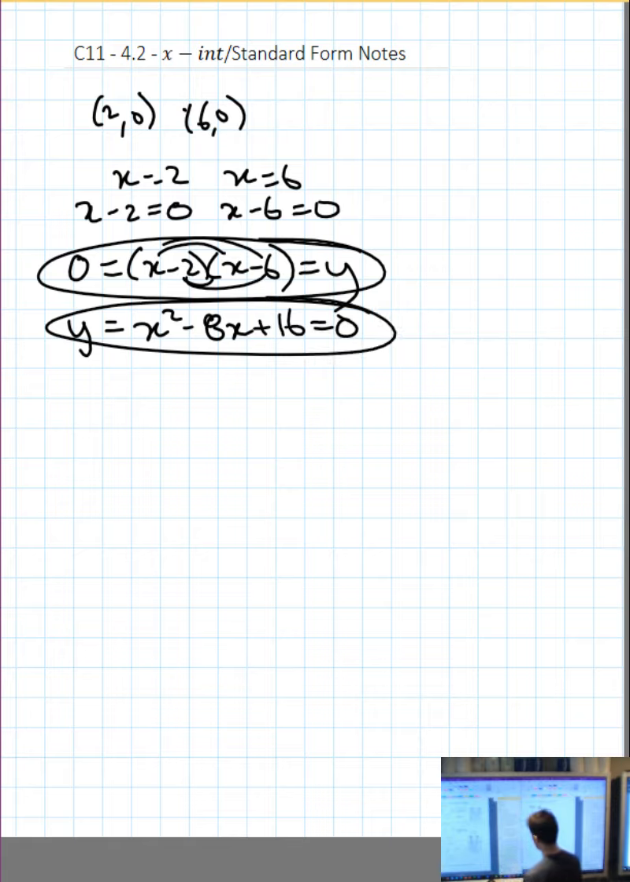Draw it with a graph. Check it on your graphing calculator. Make sure it's correct. Look for the x-intercepts. We're going to have a full page on using the graphing calculator. Okay, so that's finding it one way.